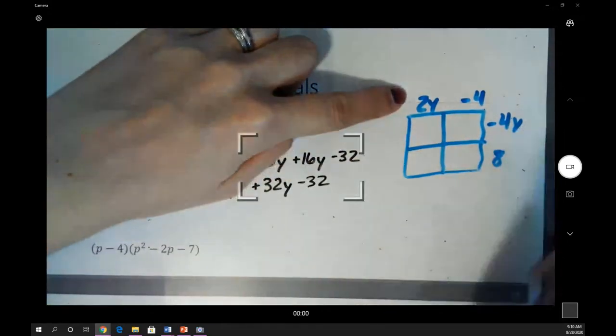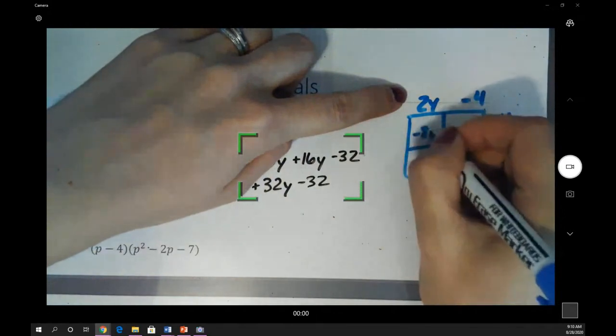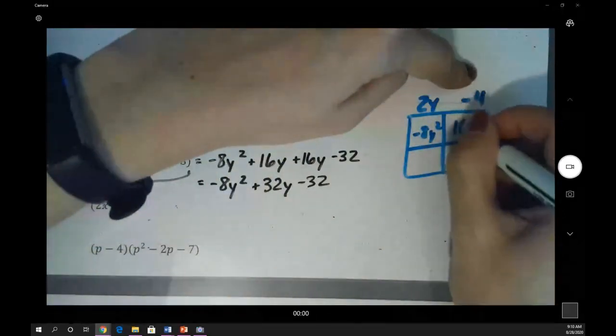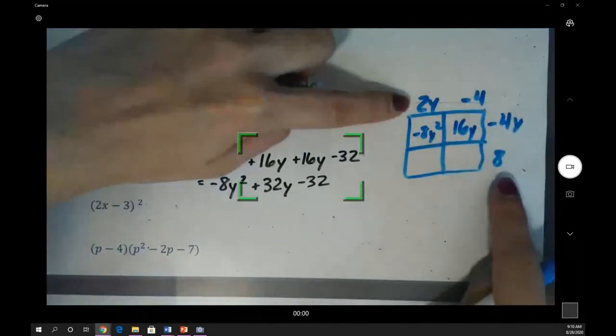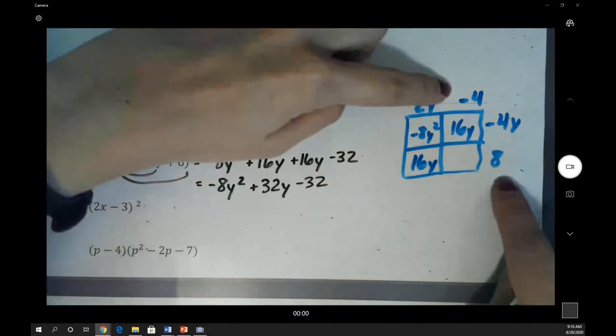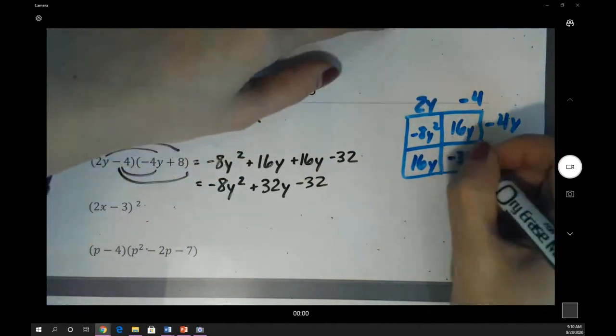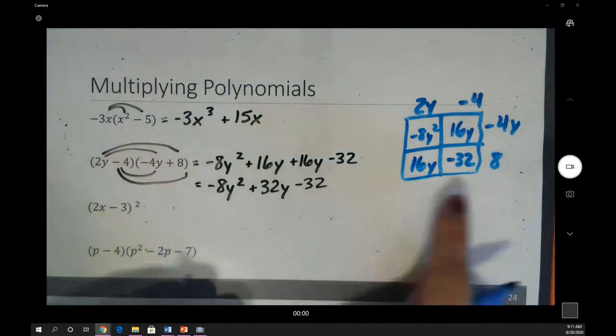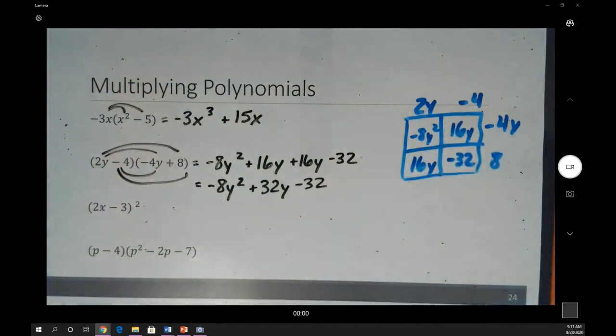So 2y times a negative 4y is a negative 8y squared. Negative 4 times a negative 4y is a positive 16y. 2y times 8 is another positive 16y. And negative 4 times negative 8 is a negative 32. You'll notice these are all the same terms that we got before. This is just a more visual way of looking at it.